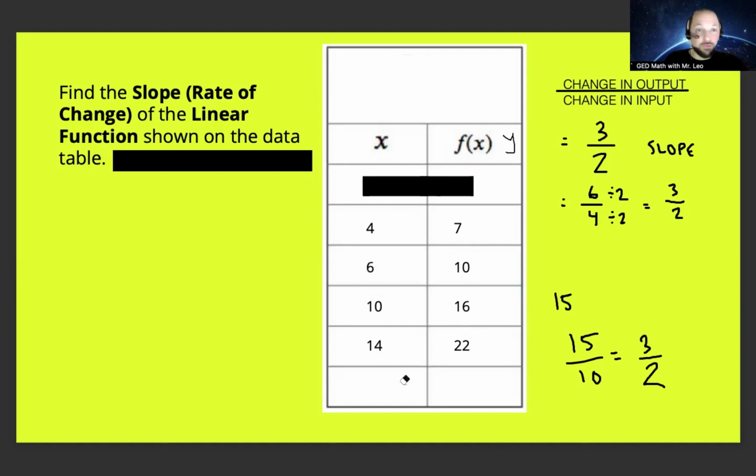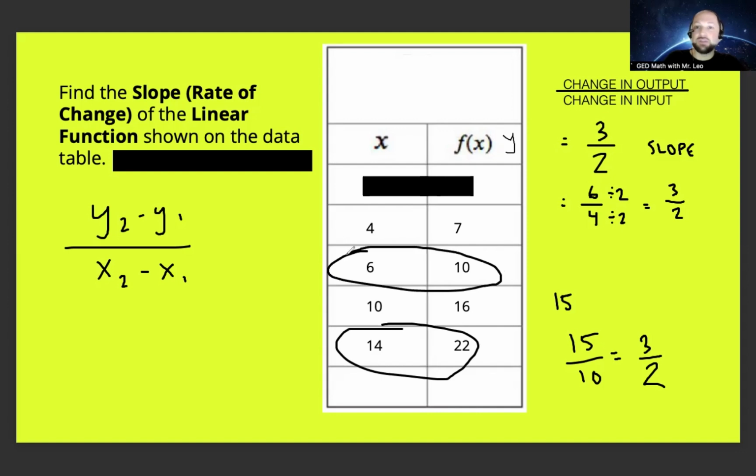We also could do the slope formula with this. So we're going to write that out. Slope formula is y2 minus y1. It doesn't matter if it's 2 or 1 first. And now here, we want to pick 2 sets of points. So I'm going to pick this one and this one. It really doesn't matter. So that would be 6, 10 and 14, 22. Now, we can't just plug these in as we feel like it. We got to be thorough. Label that X, Y, X, Y.